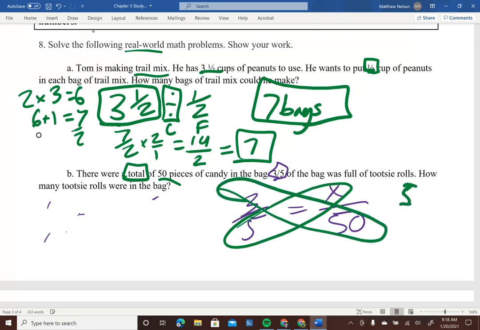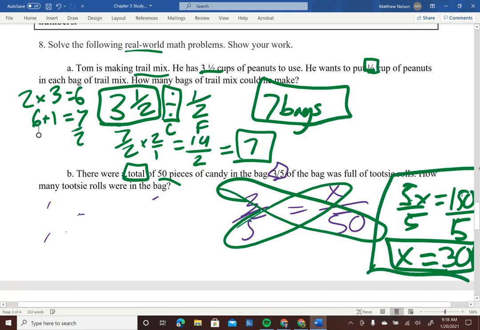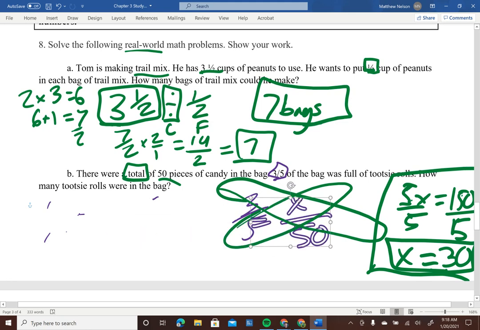So now I have 5X equals whatever 3 times 50 is, which is 150. And now I have to try to get X by itself. So I would divide 150 by 5, divide 5X by 5. So I have X equals 30. And this is just a quick look into algebra. I don't need you to do this for the test, but you are going to get the same answer as if you set it up the other way. Basically, all I'm doing here is putting a variable in for the Tootsie Rolls. In this case, I chose X, but it's the same problem that we did before.